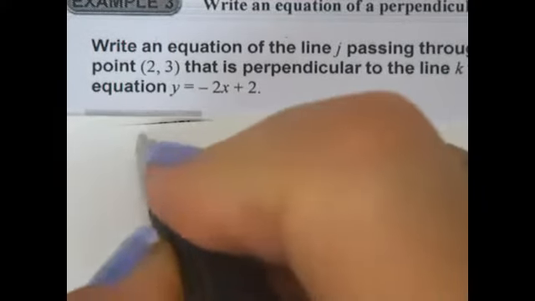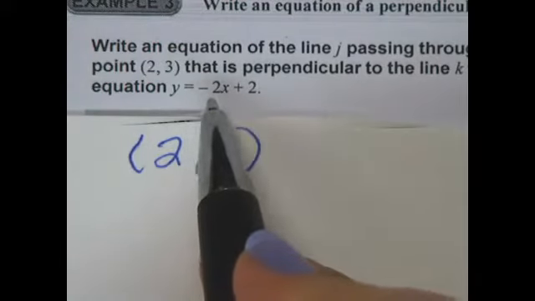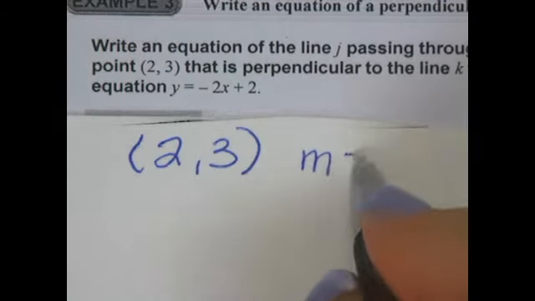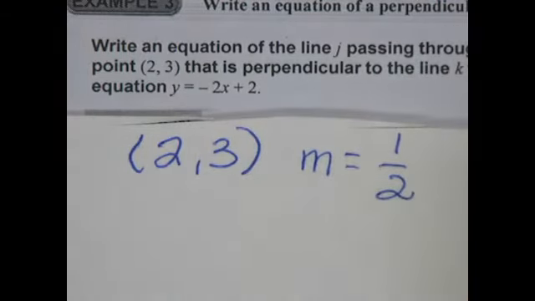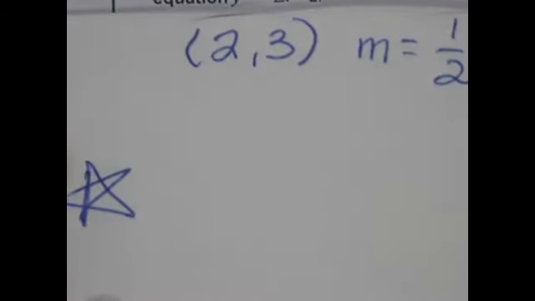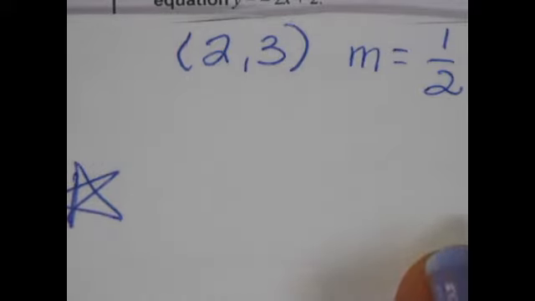Okay, so can you guys try now to do the same thing here? Write an equation of a line passing through the point (2, 3), but this time it's perpendicular to this line. So if it's perpendicular, the slope has to be the opposite reciprocal. So that means the slope has to be 1/2. So put a star by this, and in your notes, do the work, and I'm going to check that when you come in on Thursday.